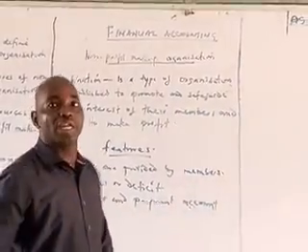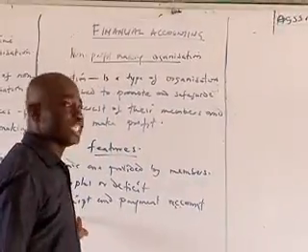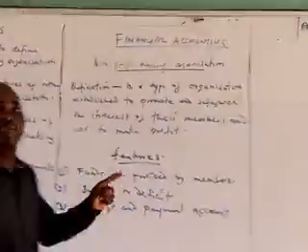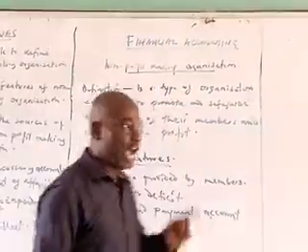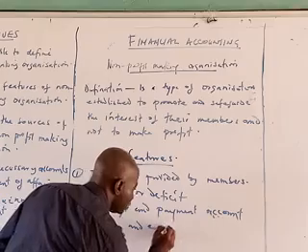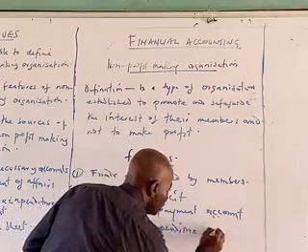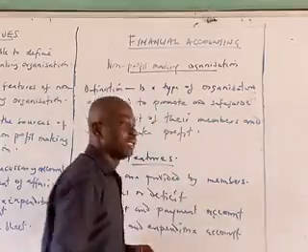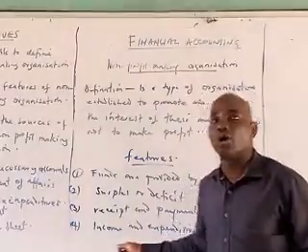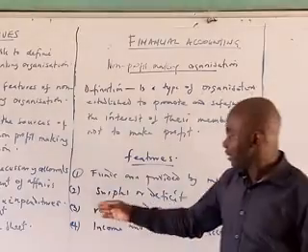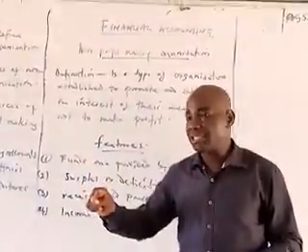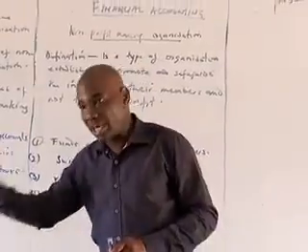Unlike the profit making organization, they call their own cash book. And also another feature is that under the non-profit making organization, they prepare what we call income and expenditure account. But in a profit-making organization, what they prepare is profit and loss account. So if you see this kind of account prepared by somebody, you should know that it is a non-profit-making organization.